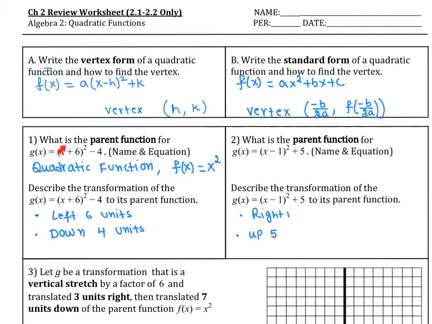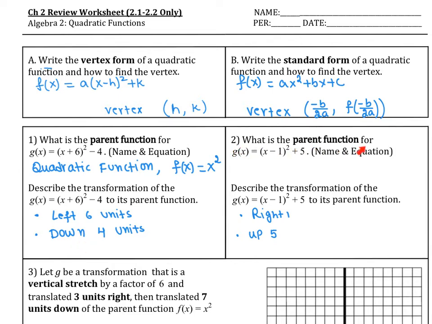For number 1, what is the parent function of this function? So the parent function is the quadratic function. The name of the function is quadratic, and the equation is f(x) = x². Now you're going to describe this g(x) function. Plus 6 means you're going to go to the left 6 units. This negative 4 means you're going to go down 4 units.